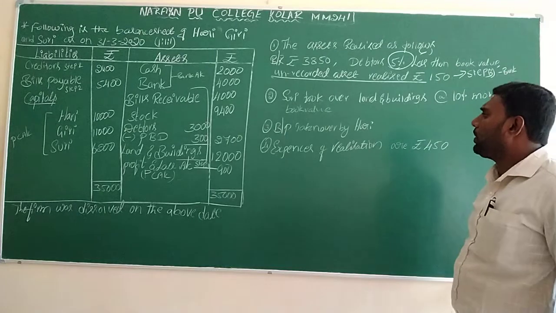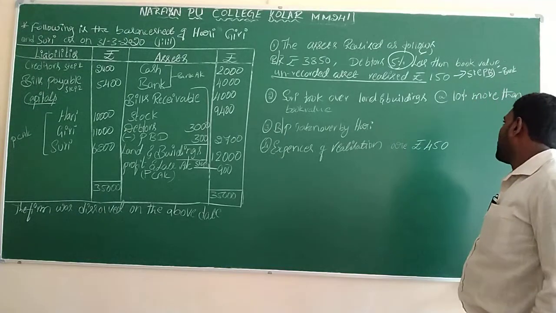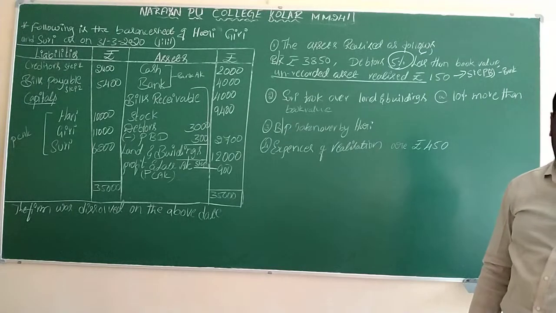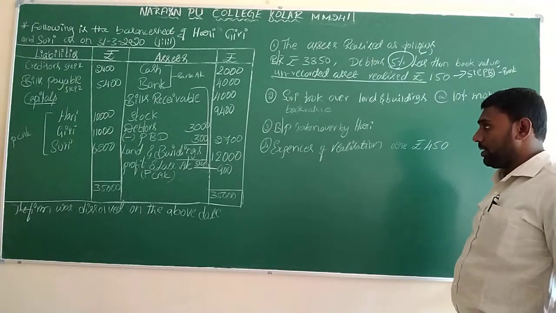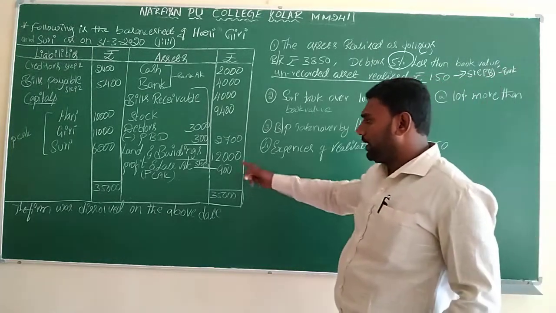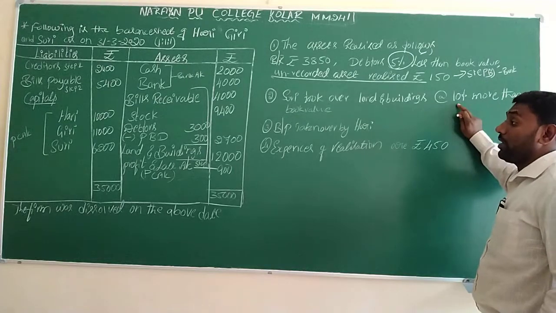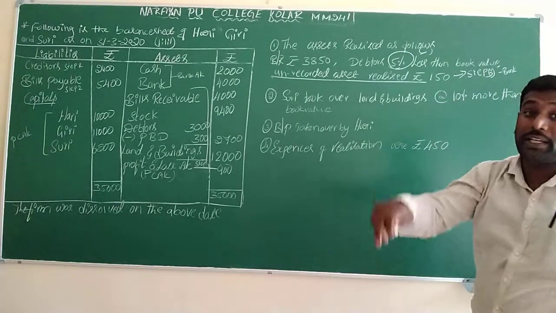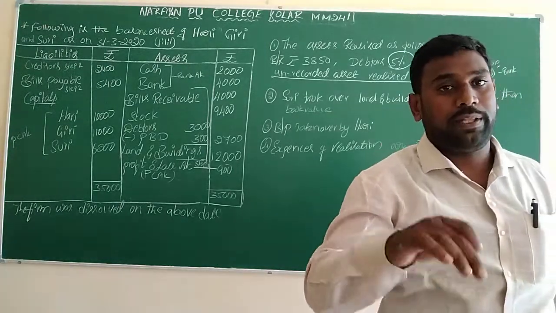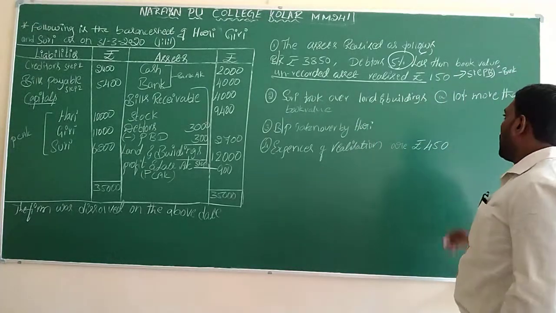Next, adjustment number 2. What does it say? Suri took over land and buildings at 10% more than book value. "More than" is nothing but added to the book value. The land and building value given in the balance sheet is 100% plus 10%, that is 110%. That 110% is the amount we have to record in the realization account.